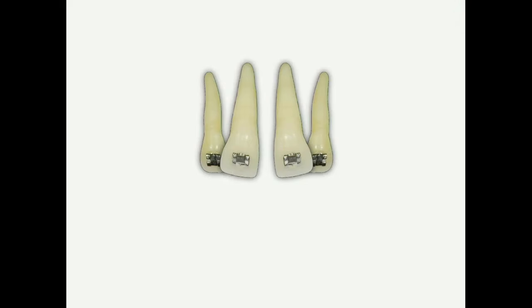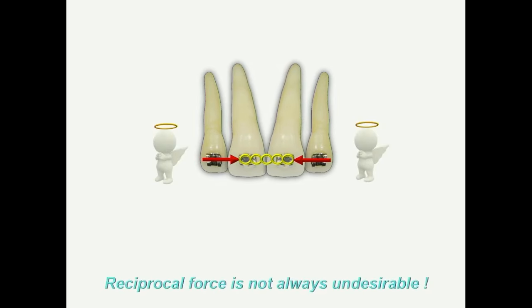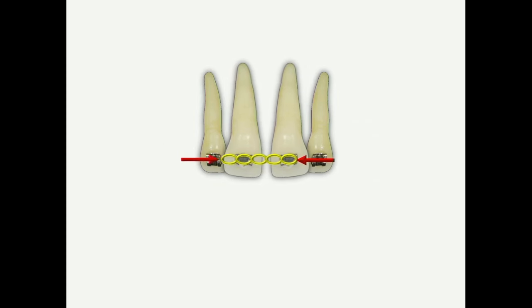Here we have an anterior diastema, and a simple elastic would produce equal and opposite forces. Both main effect and reciprocal side effects are beneficial for the patient. No one would treat the patient like this, but let's suppose we engage an elastic like this to close the space sequentially in two stages.